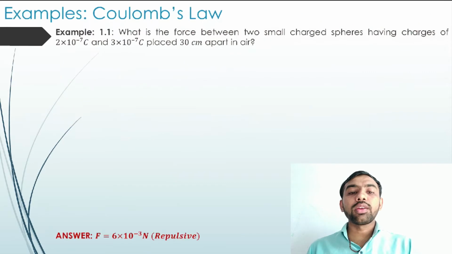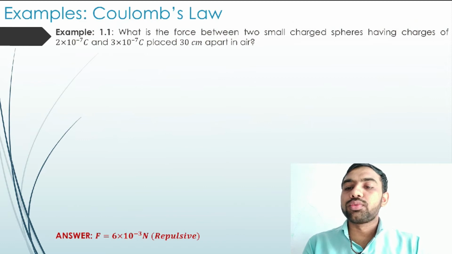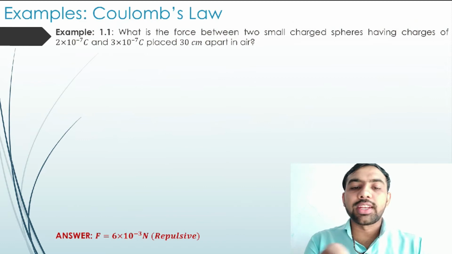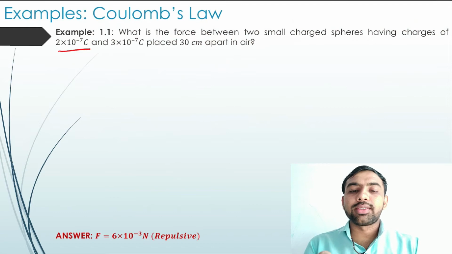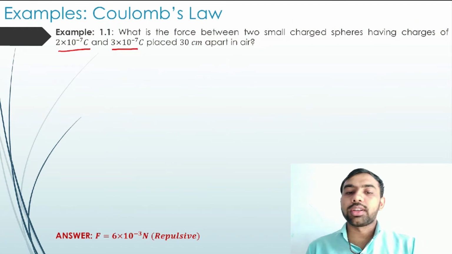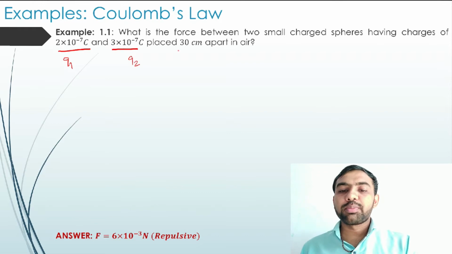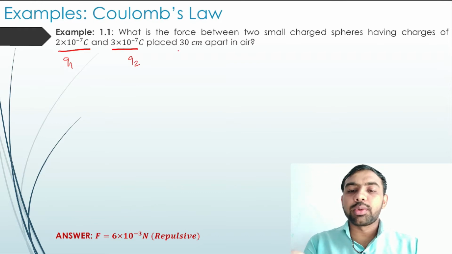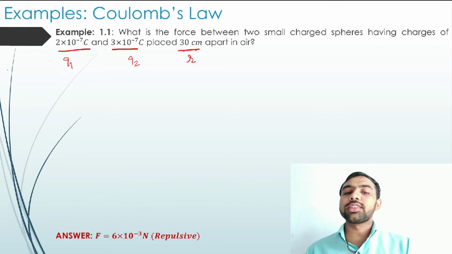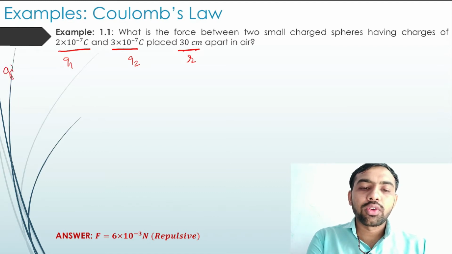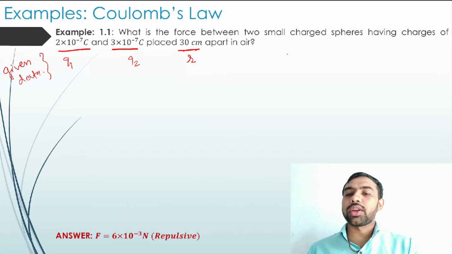Let's see the first example, example number 1.1 from the exercise. What is the force between two small charged spheres having charges 2 into 10 raised to minus 7 coulomb and 3 into 10 raised to minus 7 coulomb? Consider that one is Q1 and the other is Q2, placed at 30 centimeters, which is R. So that is the given data: Q1, Q2 and R are given.